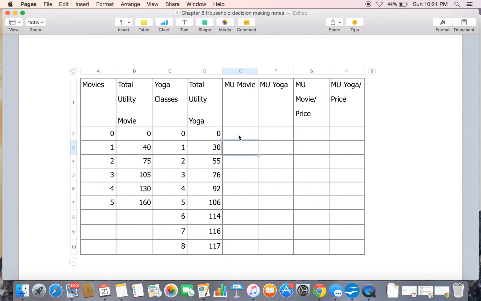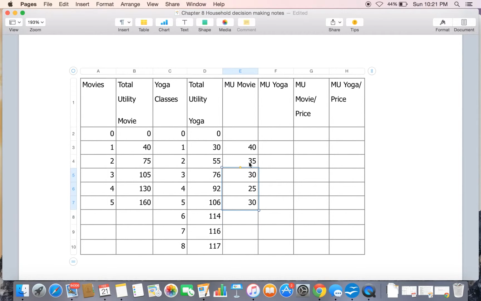Marginal utility is going to be the difference between total utility from the consumption of one good to another. So how much does our utility increase when we move from no movies to one movie? We're going to see that the marginal utility of the first movie is 40. Now the marginal utility of the second movie is going to be equal to the total utility at the second movie minus the total utility at the first movie, or 35.